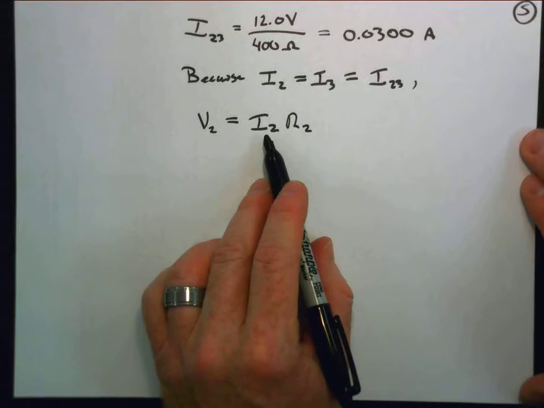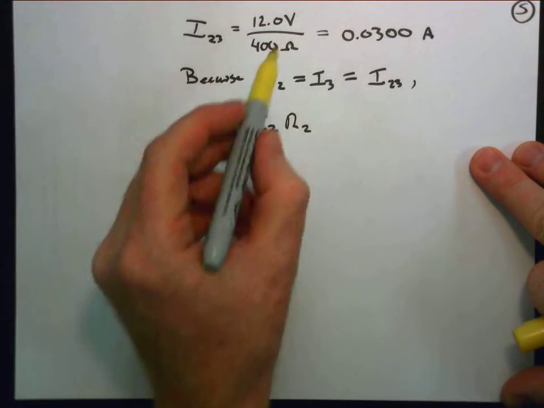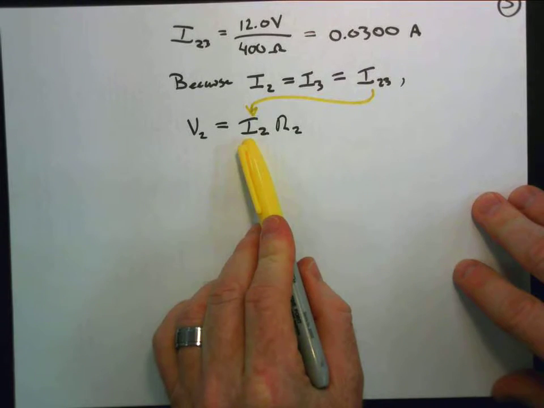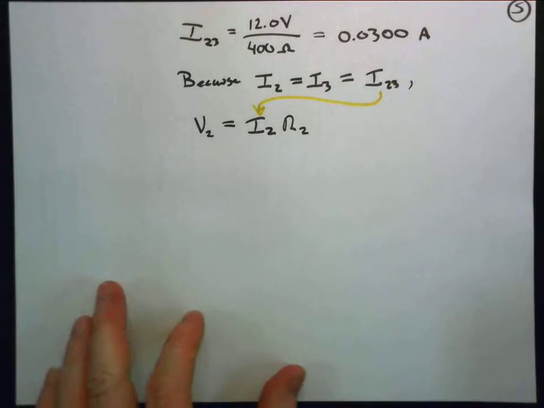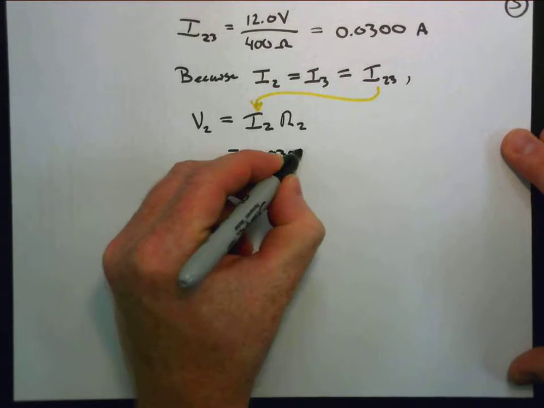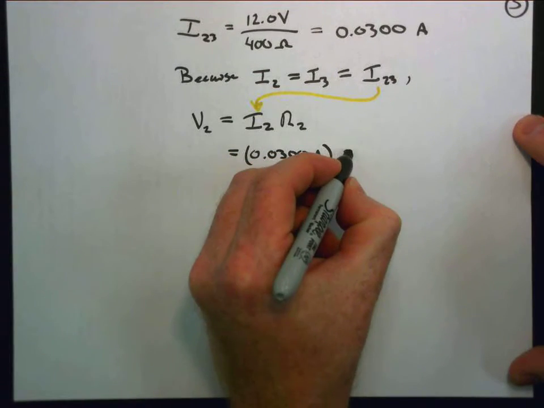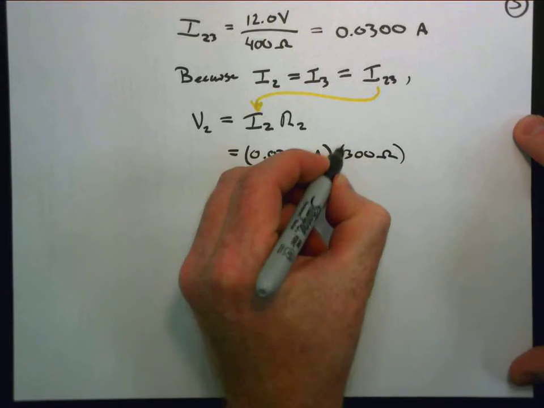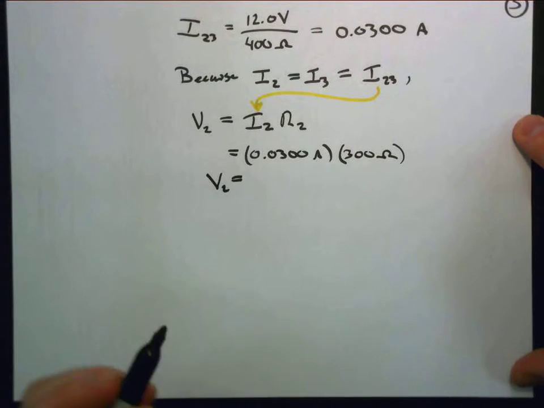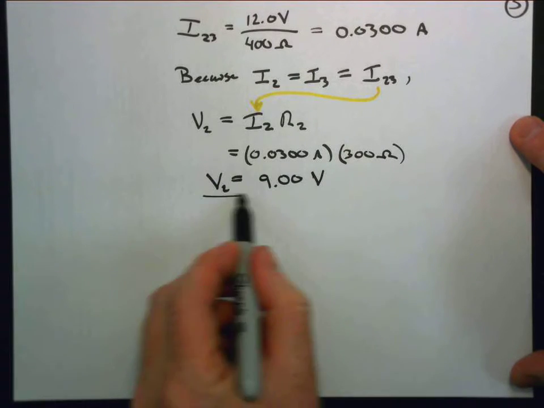But look at this. The current through 2 is the same as the current through the whole 2-3 business. So I'm going to substitute that here. And now I know the current and the resistance. I can find the voltage drop across 2. So that was 0.0300 amperes. And the resistance of 2 is 300 ohms. What is the voltage drop across 2? You get an answer of 9.00 volts. Answer.